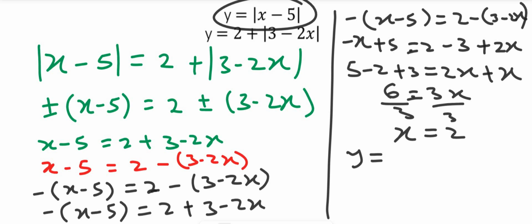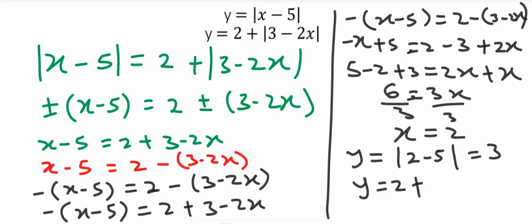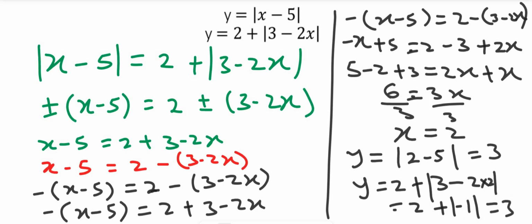Mentally, if I put 2 in the first equation, this gives 3. The second one also, y equal 2 plus, substituting in the second equation, 2 plus 3 minus 2 times 2. This gives 2 plus modulus of minus 1, which gives 1. This gives 3. So this is a good value. First x value is equal to 2.